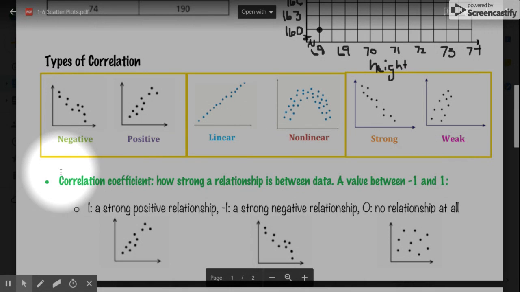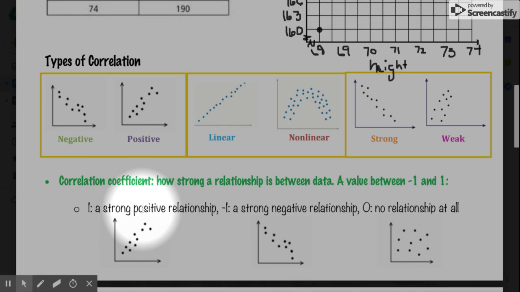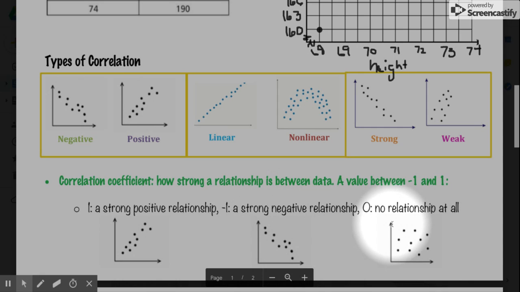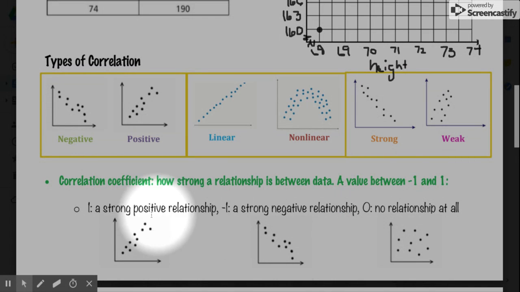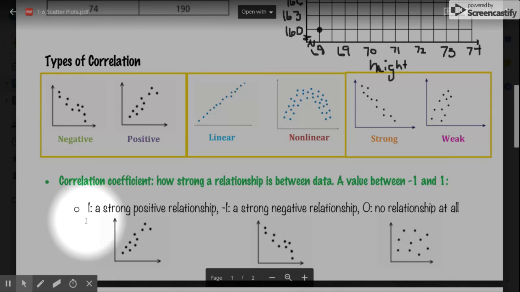The next thing is the correlation coefficient. This is something that's probably new to you, so make sure you underline or highlight anything here that you think might be important. This is how strong the relationship is. It's a number between -1 and +1. First, a +1 would mean that it's strong and positive, so the points are close together and they're going up. A -1 is still strong, but now they're going down. And then 0 would be no relationship at all. So the number could be anywhere between -1 and +1. It doesn't have to be just one of these three numbers.